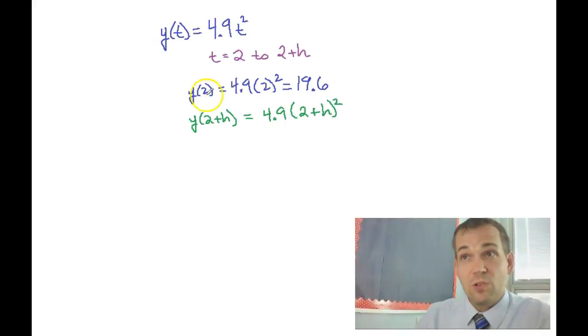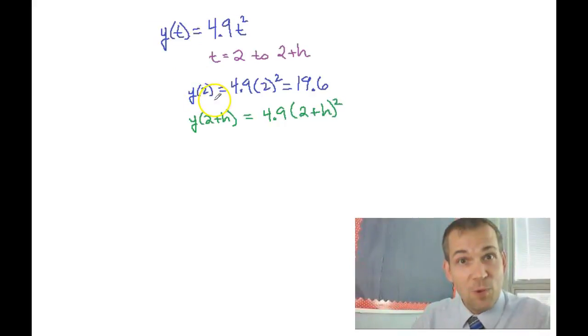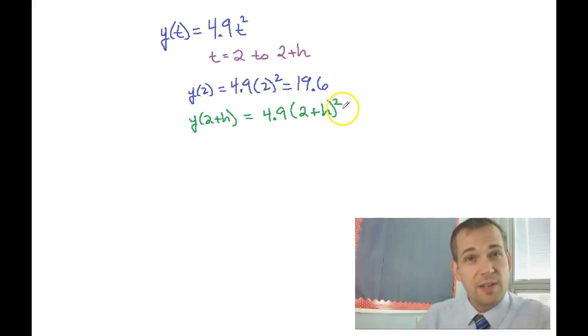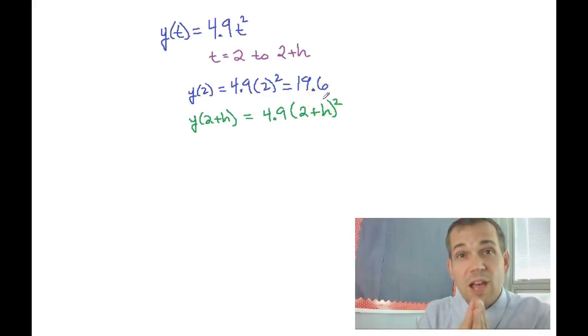Finding the value of the function of 2, I hope, is not stressful for you. You're going to take that 2, square it, multiply it by 4.9. Please use a calculator to do that, and you end up with 19.6. For the 2 plus h, we are having to go back to some other Algebra 2 advanced level skills. If I take 2 plus h and plug it in, I'll get 4.9 times the quantity 2 plus h squared. Please do not make the mistake of saying 2 plus h squared is 4 plus h squared.